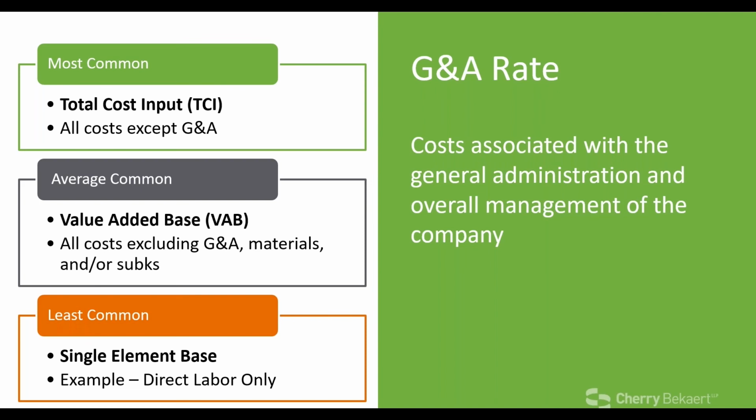But if you do have a G&A rate, the most common way to allocate those G&A costs would be based off of a total cost input method, which in very simple terms is all costs except your G&A pool. Another common way to allocate those costs might be a value added based method, which simply put is a TCI, or total cost input method, less your materials and subcontractor costs. If that's the case, you might have a material handling rate or a subcontractor rate if you're using a value added base. The least common way to allocate G&A might be a single element base, might be direct labor only. In this situation, you typically have to get approval on using that base.